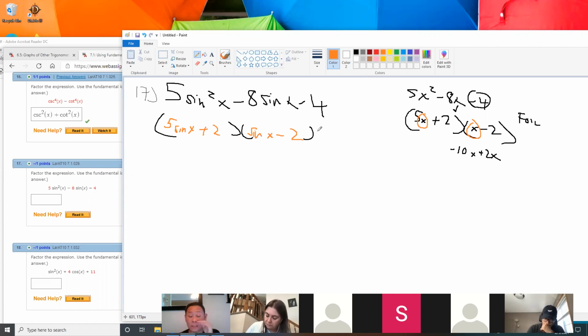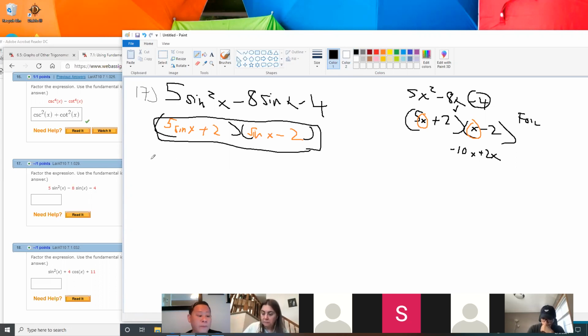Now, we cannot use your Pythagorean identity in this case. It's because none of this is squared. So if none of this is squared, that's it. This is your answer. Okay, no Pythagorean identity. 18.